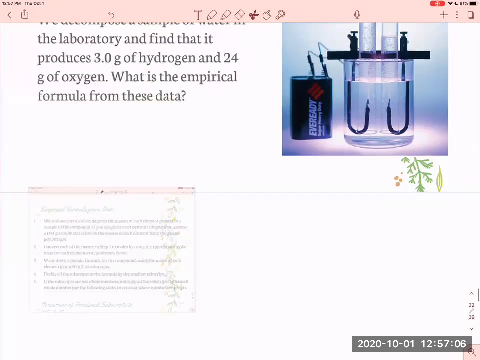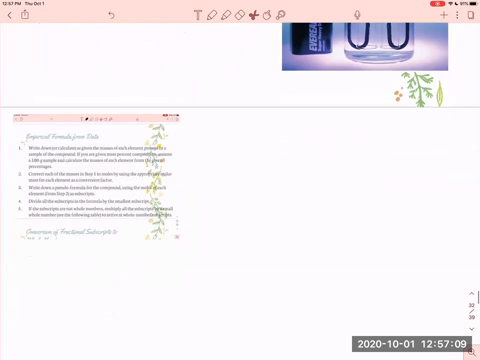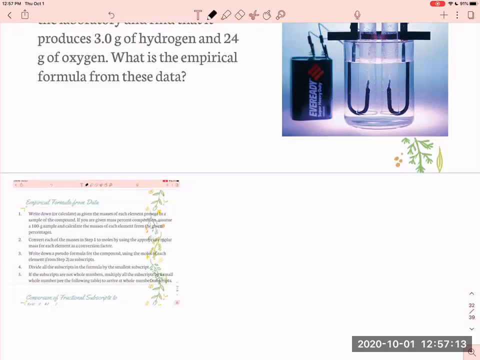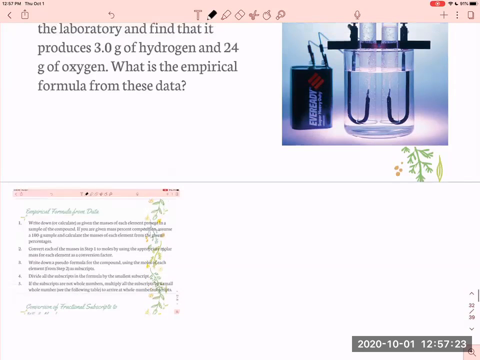Okay, there we go. So now we can see them. First, write down or calculate as given the masses of each element present in the sample of the compound. If you're given mass percent, if we assume 100, just like I was saying before, we can just use that percent as the mass. But we're actually given masses here.